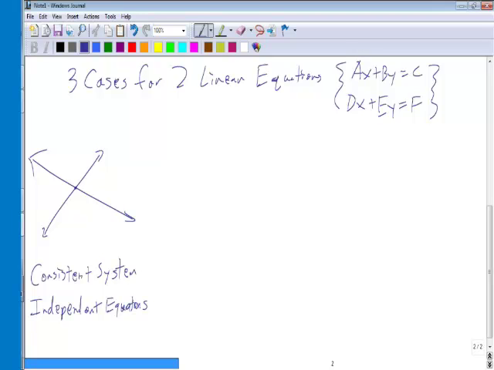So the solution set looks like this. There's the point where the lines intersect, A, B. So that's the solution, A comma B, an ordered pair. So the set that contains all the solutions to this system is the set that contains the ordered pair A, B. That's what it looks like. And it was 4, 2 in the previous example. That's case one.